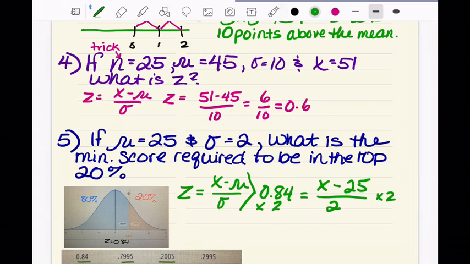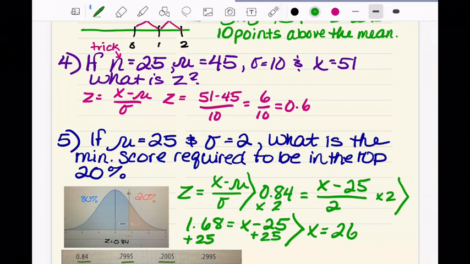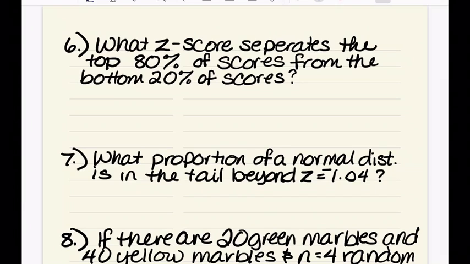Next, we'll multiply each side by 2 to get rid of our denominator. And that gives us a value of 1.68 equals x minus 25. So we'll add 25 to each side to get our value for x. So x equals 26.68. What z-score separates the top 80% of scores from the bottom 20% of scores?